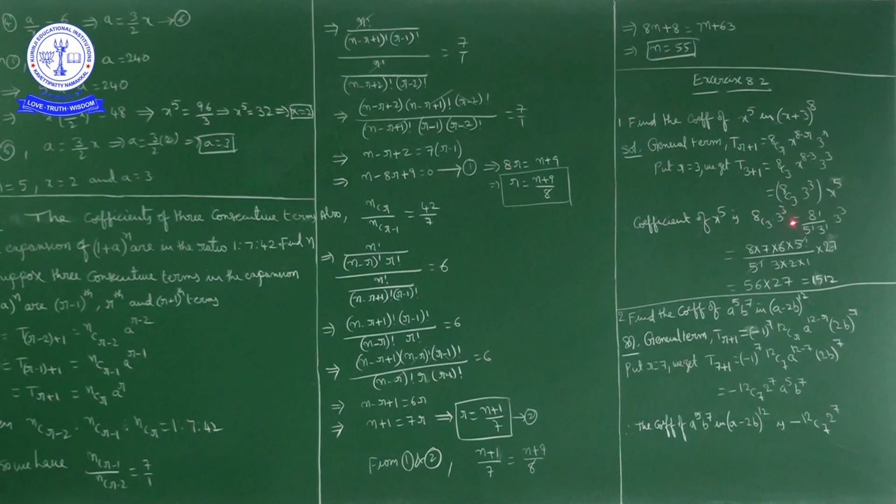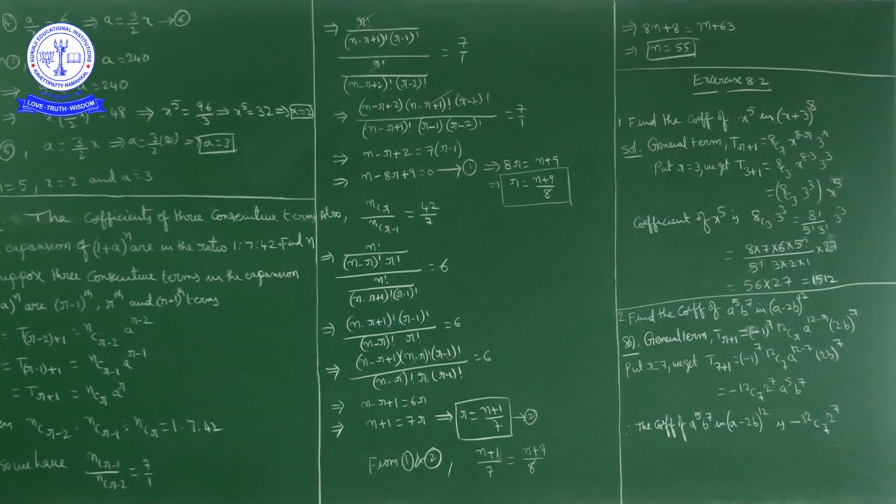Okay, if you simplify this part, 8C3 is 8 factorial by 8 minus 3 factorial into 3 factorial. So, 8 factorial by 5 factorial into 3 factorial into 3 power 3. So, 8 factorial we can write 8 into 7 into 6 into 5 factorial upon 5 factorial into 3 factorial, which is 3 into 2 into 1, into 3 cube is 27. Now, 5 factorial in numerator, 5 factorial in denominator cancel. So, 3 into 2 is 6, 6 cancels. So, 7 into 8, 56 into 27, what we get? 1512. This is the coefficient of x power 5.